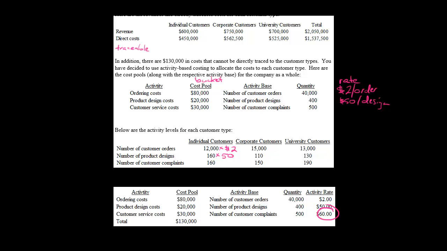And our activity rate for customer service is the number of complaints is 60. So intuitively, this is saying, look, the individual customers, they had 160 complaints. And we figured out that the rate that we should be charging for each complaint is $60. So if we multiply 160 times 60, that'll tell us the amount of customer service costs that should be allocated to the individual customers. And we're ultimately going to figure the operating profit for individual customers, the operating profit for corporate customers, and the operating profit for the university customers.